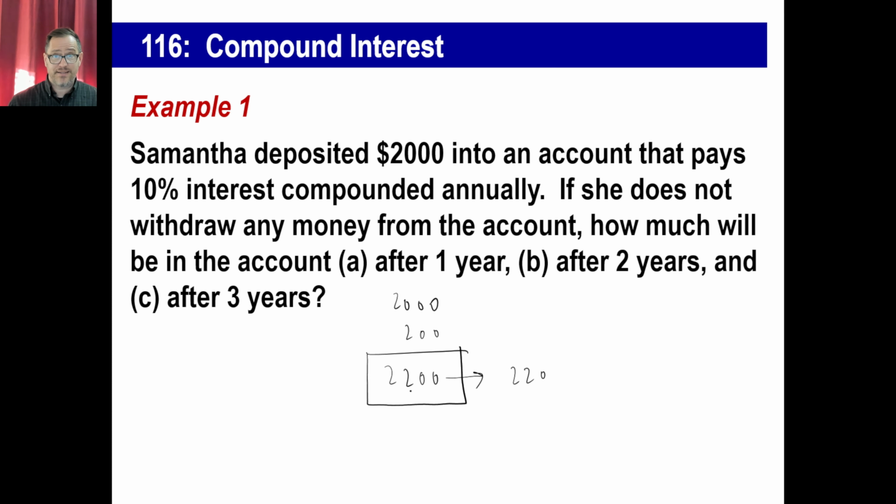In other words, you're just dividing by 10. So 2,200 plus 220 is, of course, 2,420, right? And again, now the bank is starting year 3. This is the amount we're going to figure out 10% of and pay on that amount. So you can see what's happening, faster and faster. 10% of 2,420 is just 242. You add those together, you get $2,662. So that's it. That's compound interest.